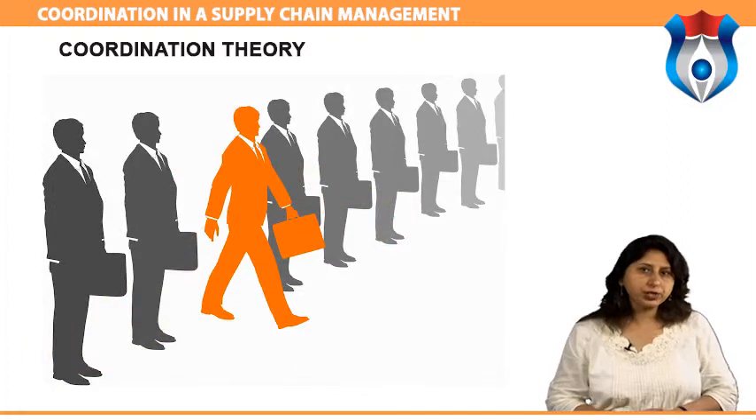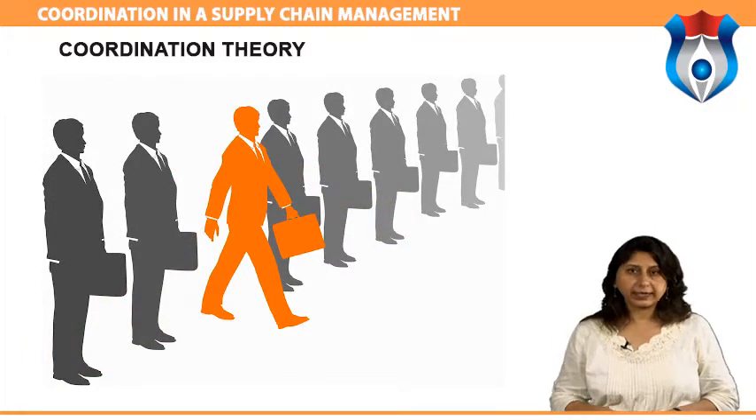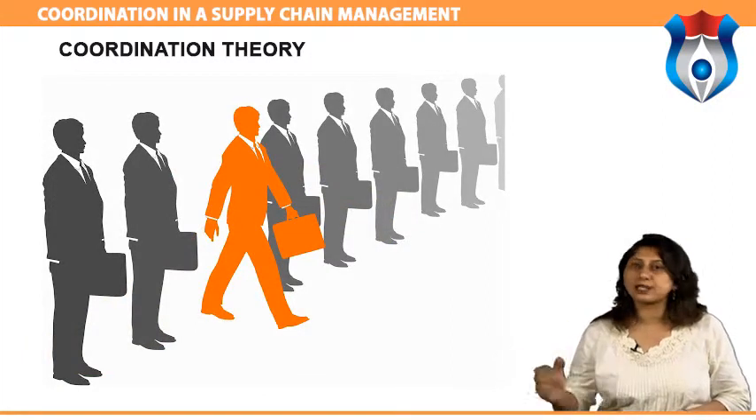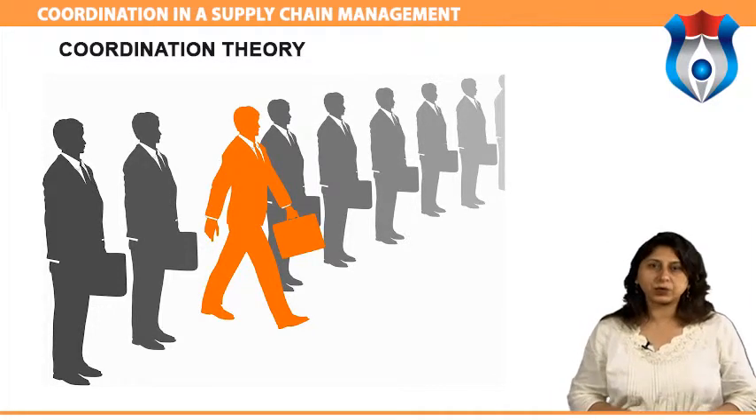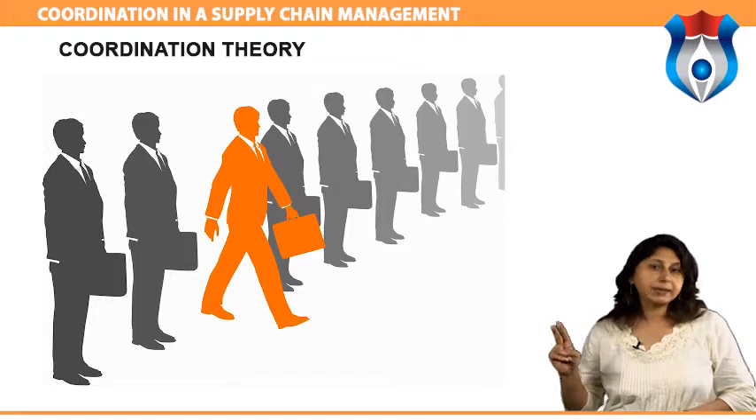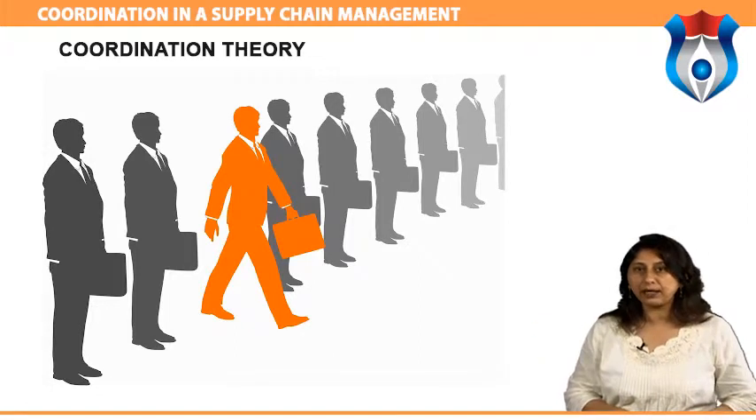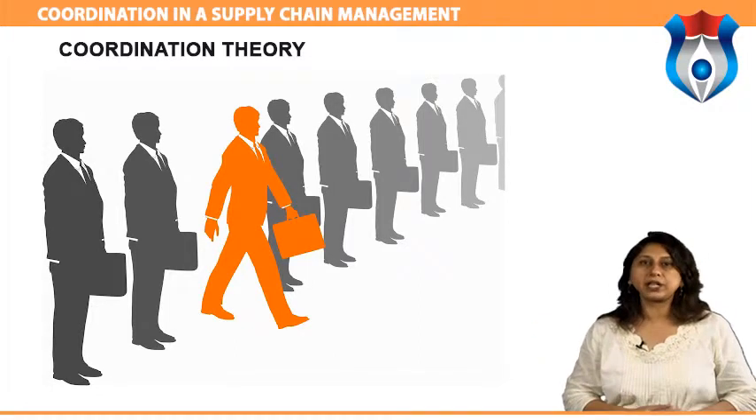There are two approaches to achieve coordination. The first is to centralize decision making to a single entity, which attempts to optimize the network. The second type is decentralized decision making that utilizes coordination mechanisms.